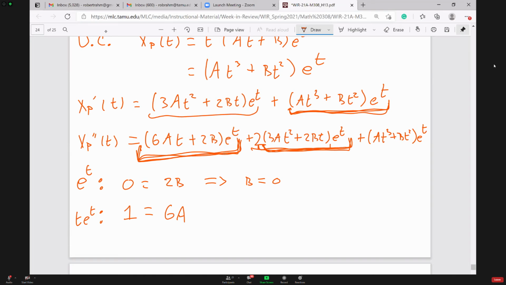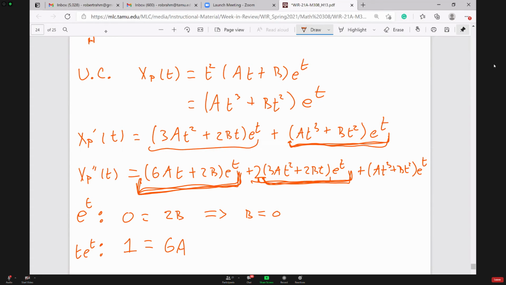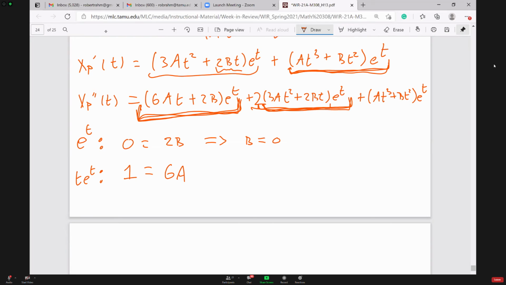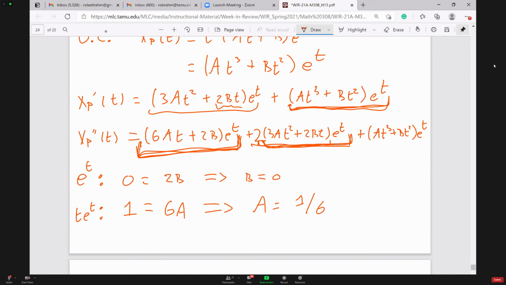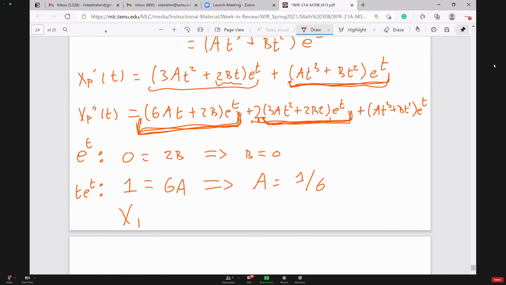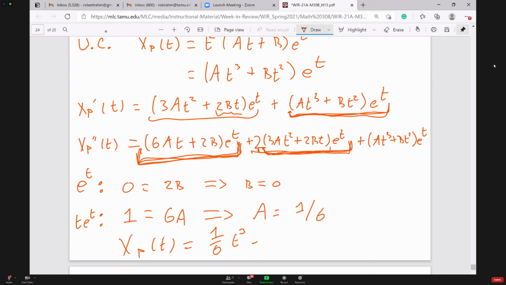That's going to give me a t e to the t term, but b is equal to 0, so I don't need to care about that. And then when I come up to xp prime, there's going to be e to the t terms there. But notice the only e to the t term there is the 2b, and that's equal to 0. So I just have this equation, 1 is equal to 6a. This implies a is equal to 1/6. And so this tells me that xp of t is equal to 1/6 t cubed e to the t.